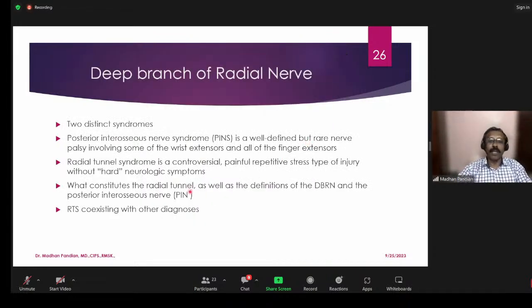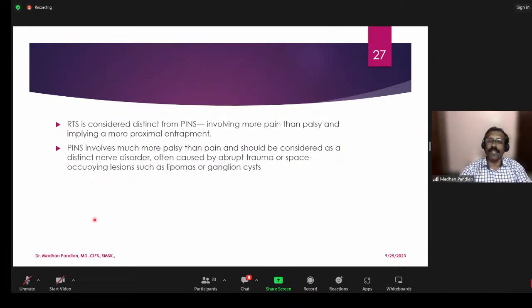So again, the deep branch of the radial nerve. Two distinct syndromes have to be differentiated. One is the posterior interosseous nerve syndrome, which is with neurologic symptoms, and the other is radial tunnel syndrome, without neurological symptoms. So what constitutes a radial tunnel? The definitions, everything we have studied. And sometimes these radial tunnel syndromes have other coexisting diagnoses. So before any intervention for any of these syndromes, always try to do a proper ultrasound, make a diagnosis, and then go for the intervention.